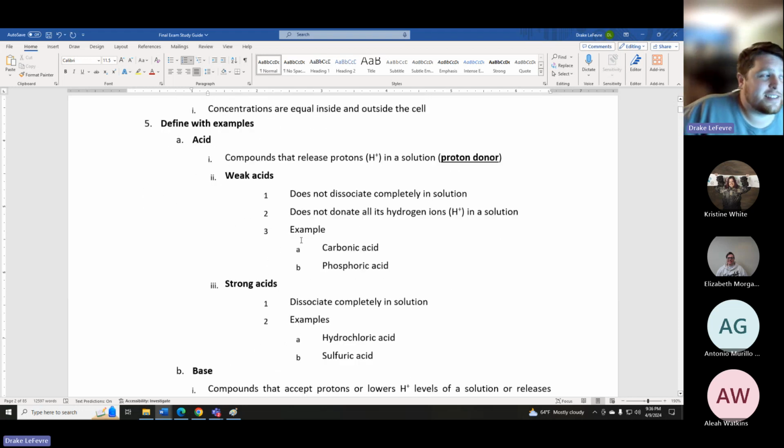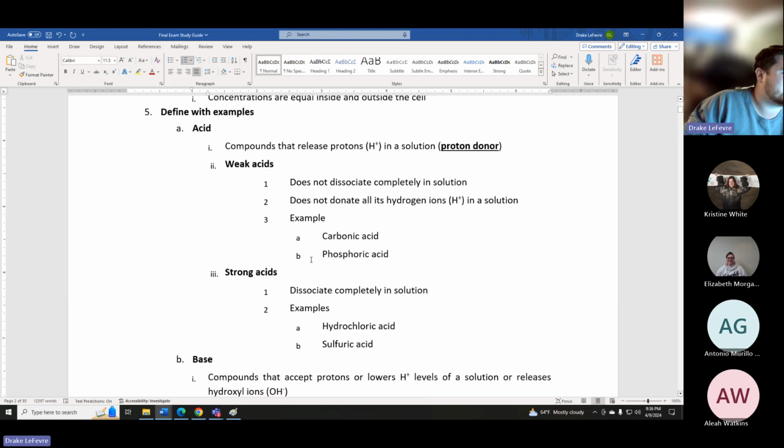Acids. What is an acid? What does it do with the protons, with the hydrogens? Donate. Donates them. Weak and strong acids. What's the difference between a weak and a strong acid? A weak acid is only gonna partially donate its hydrogens, where strong is gonna give all of them.